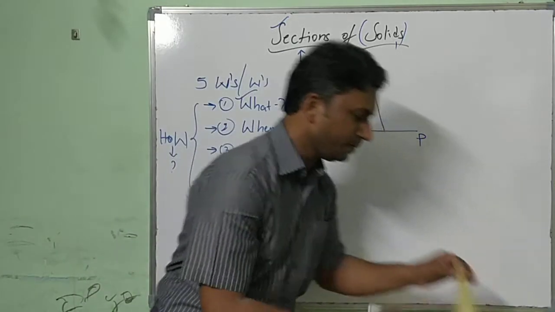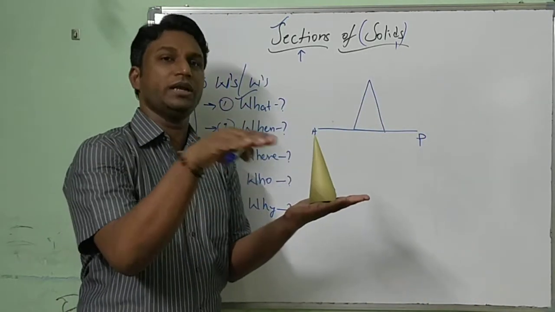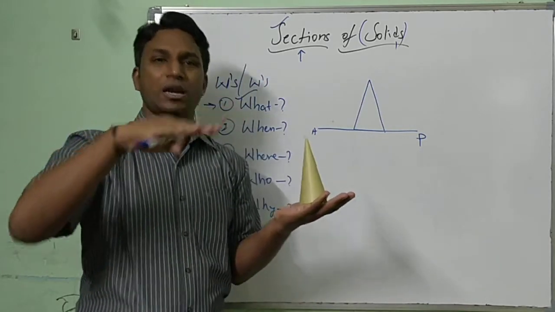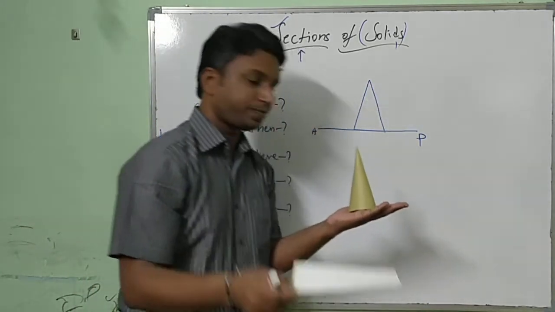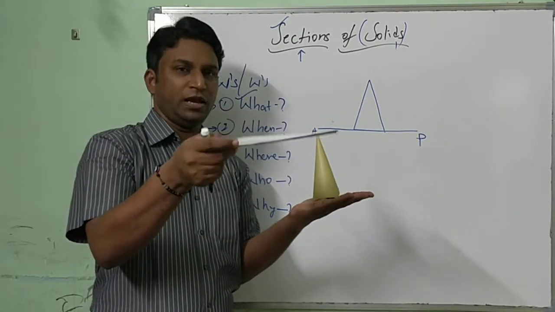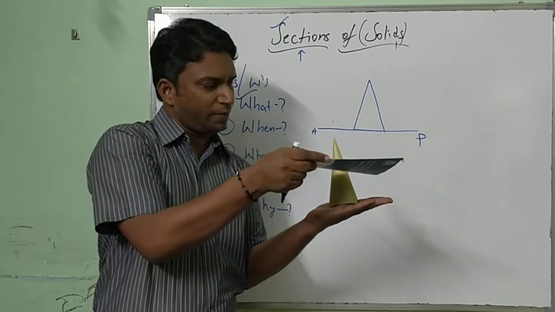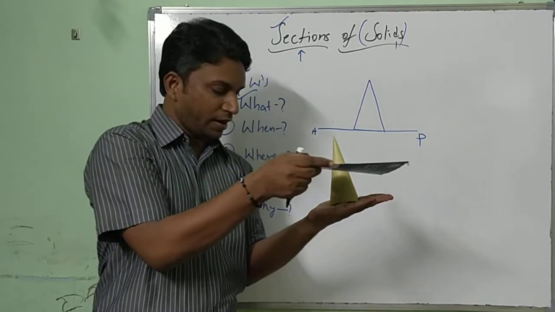Simple, see this. This is the cone. I have to cut it. I need something sharp, right? You know how a knife will be, it will be a sharp plane. In the same way here, it's called a cutting plane, which is very flat and very thin. It will come and cut here.